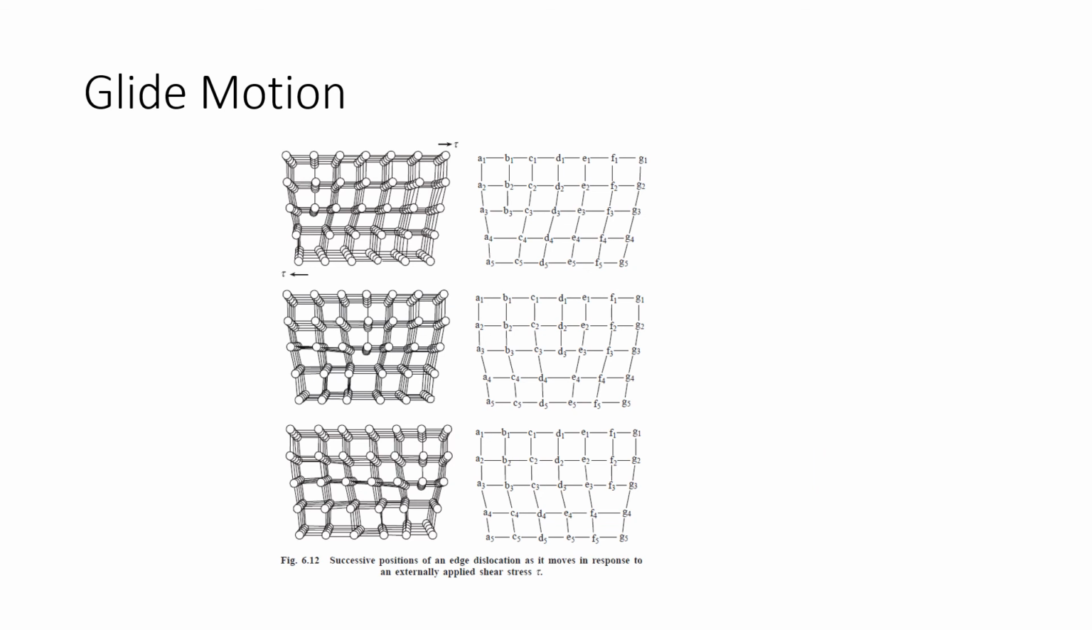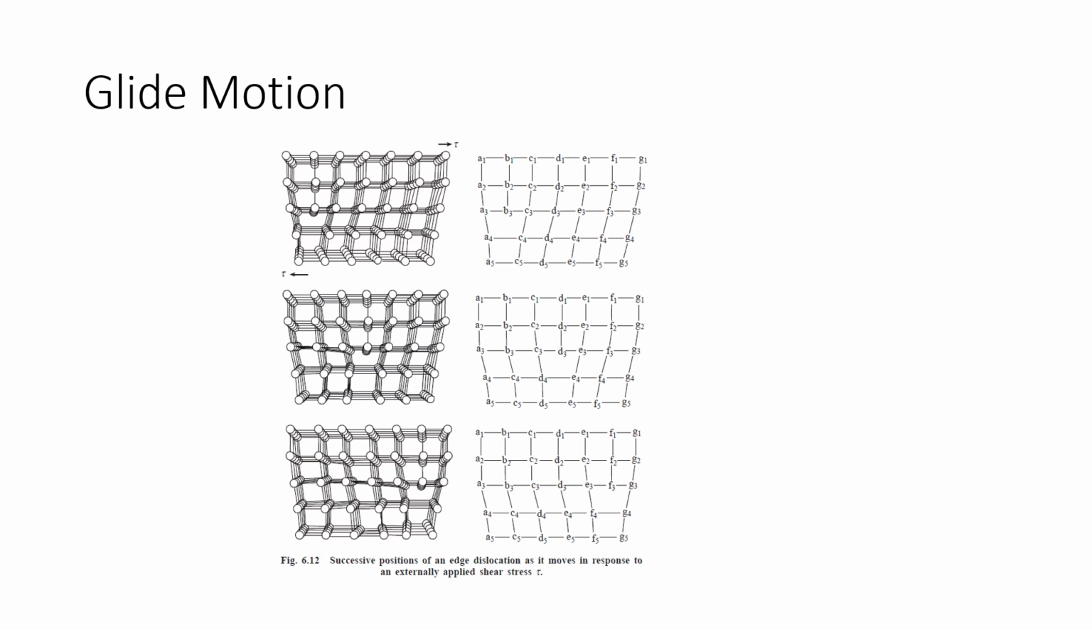A dislocation already present in a crystal can be made to move by applying an external stress. The motion of a dislocation on a plane that contains the direction vector t and the Burgers vector b is called the glide motion. It is along the slip plane.